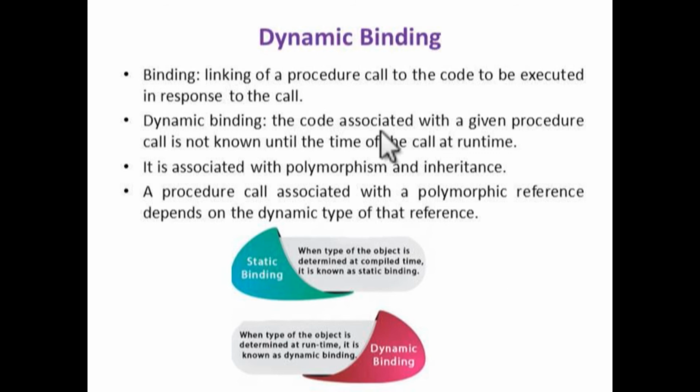Dynamic binding means the code associated with that method is not known until the time of execution. So during the execution time only the system can know about the corresponding code. It is associated with both polymorphism and inheritance concepts. Static binding means at the time of compilation itself, the code is linked with the procedure call, but in dynamic binding only at the time of execution the corresponding code will be linked to the procedure call.